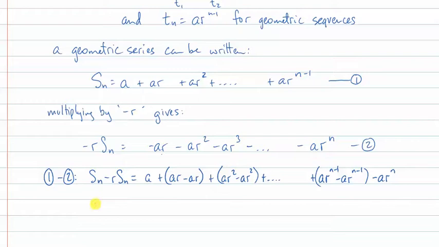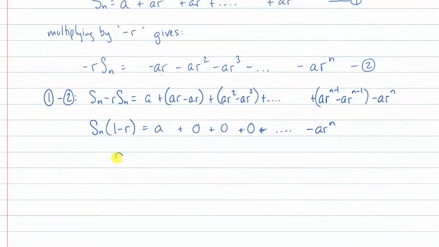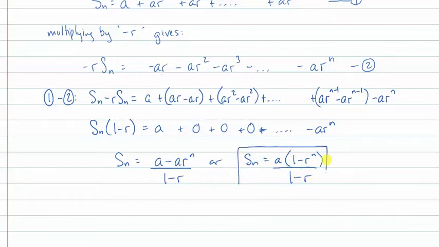I can factor s sub n out of this, leaving 1 minus r. I will get a plus 0 plus 0 plus 0 all the way through this progression minus ar to the n. Now if I isolate for s sub n, I get a minus ar exponent n all over 1 minus r, or more commonly it's written as s sub n equals a bracket 1 minus the common ratio to the nth power over 1 minus r. This is the formula for a geometric sequence's sum.